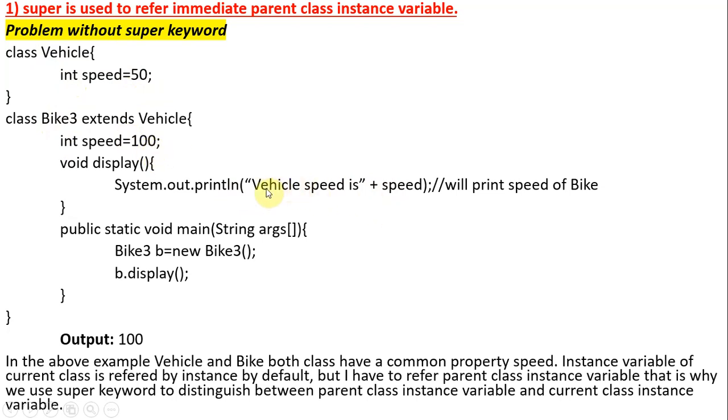But I want to print the vehicle speed. What is the speed of the vehicle here? 50. So I want to print the speed of the vehicle. To execute this program, we have to use the main method, public static void main(String[] args). Do we need to create an object for Vehicle? No. We just need to create an object for Bike3, which is enough. Creating an object for the subclass is enough because it already extends the superclass. So Bike3 b = new Bike3(), object creation, and with the object we call the method display.